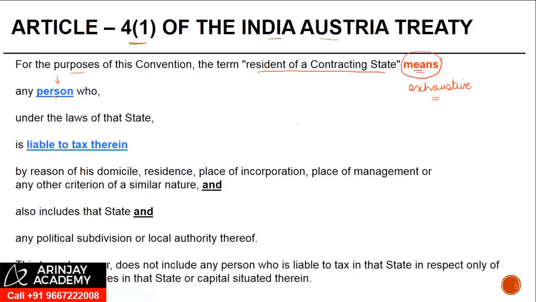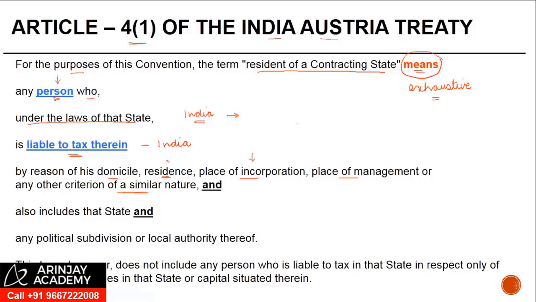Any person, mark the word person, who under the laws of that state, which means what? If I am trying to find out whether a person is a resident of India for the purpose of claiming the benefit under the India-Austria Treaty, then a person who under the Indian laws is liable to tax therein, which means he is liable to tax in India, right? Why? By reason of his domicile, residence, place of incorporation, which may apply to a company, place of management, or any other criteria of a similar nature, right?